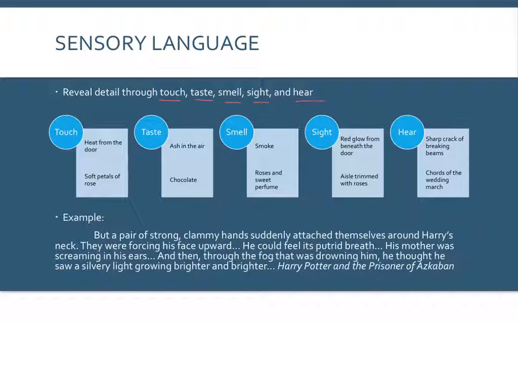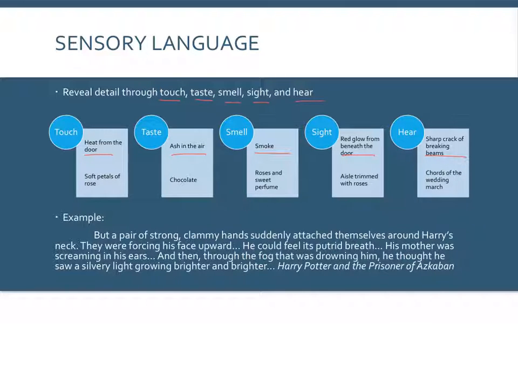You might touch, or feel, I should say, the heat from the door. You might taste the ash in the air. You would smell the smoke. You might see the red glow from beneath the door. You might hear the sharp crack of the breaking beams. All of these can help make clear where we are and just how dangerous the situation is.